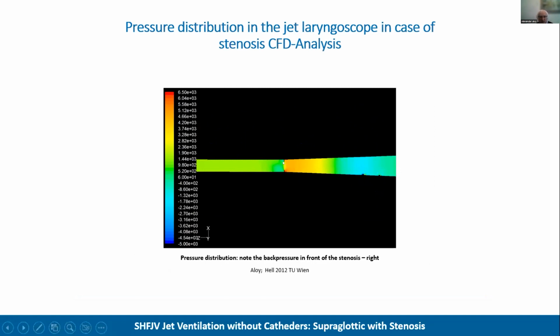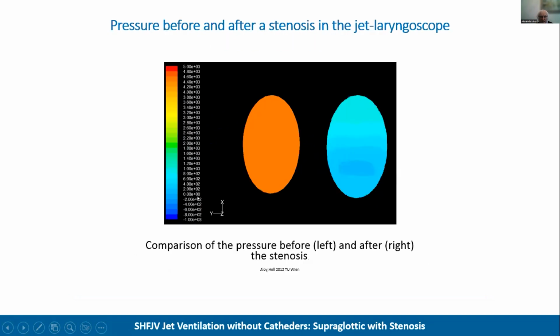And here the pressure distribution in the laryngoscope in case of a stenosis. Here is the stenosis, and before the stenosis we have a back pressure, a high pressure before the stenosis. And look, behind the stenosis the pressure is low. It's the same comparison of the pressure before, left, and after the stenosis. The pressure after the stenosis cannot be higher than before the stenosis, and therefore it is not possible to create a barotrauma. This is supraglottic jet ventilation.